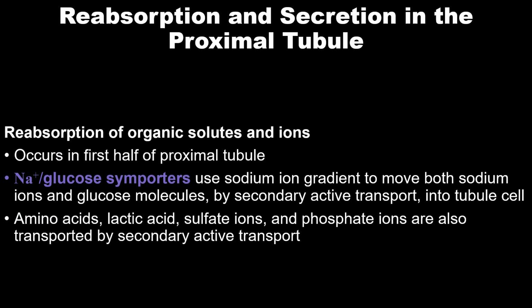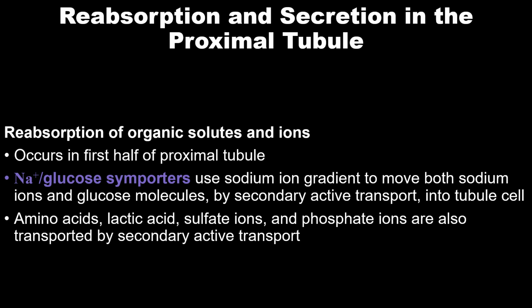Now, in the first half of the proximal tubule, you're also going to find those sodium-glucose symporters. Okay, and these symporters use this sodium ion gradient created by the sodium-potassium pumps to carry both glucose and sodium ions out of the filtrate and into the tubular cell. This is an example of that secondary active transport. Once these solutes are in the cell, this glucose is going to be transported through facilitated diffusion into the interstitial fluid, where it diffuses back into the peritubular capillaries.